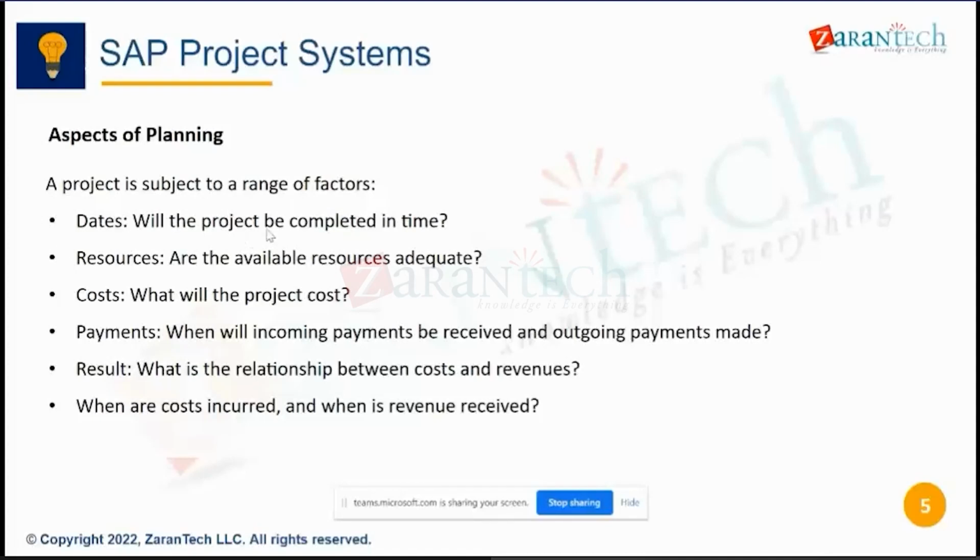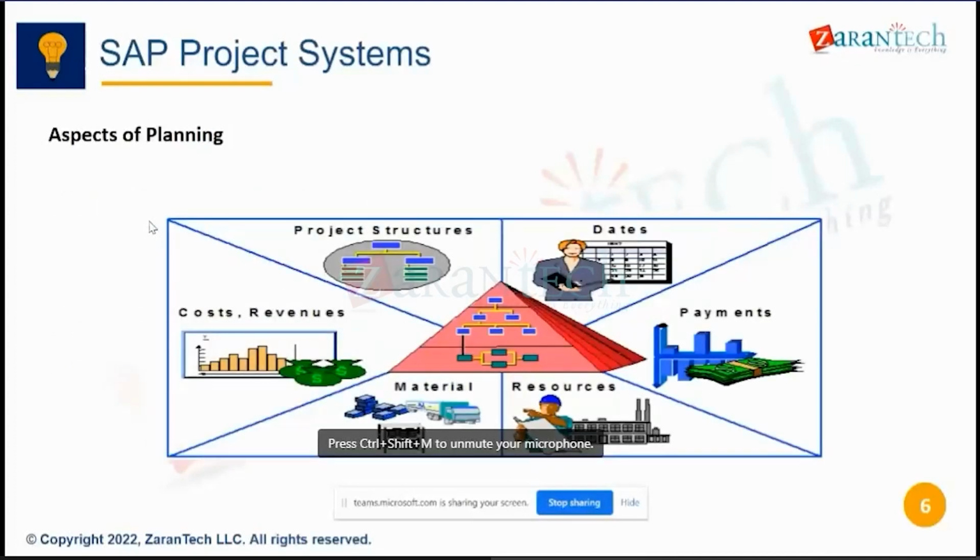So we need to know when my project is going to get completed. Other things we need to plan for in a project are cost planning, resources planning, payments, incoming and outgoing payments, and so on. So we will now talk about the dates part especially.